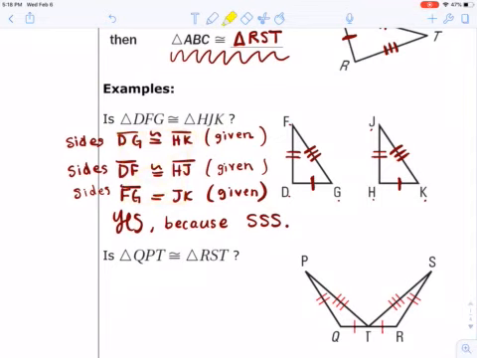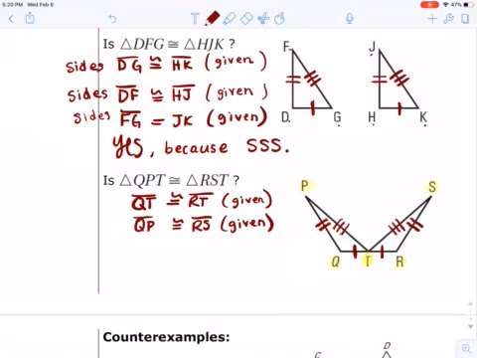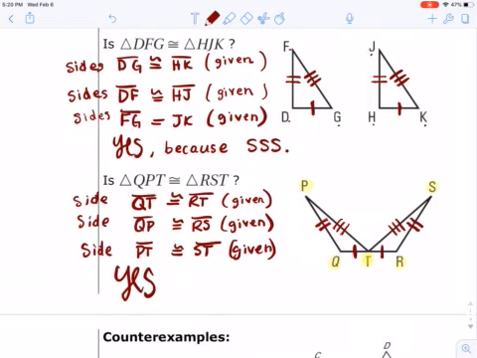We're also given that PT is congruent to ST. Given information. So, is triangle QPT congruent to triangle RST? We have a side, we have a side, and we have a side. So, yes, these triangles are congruent. Why? Because of the postulate above, because of side, side, side postulate.